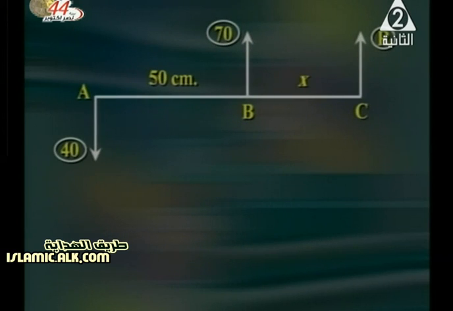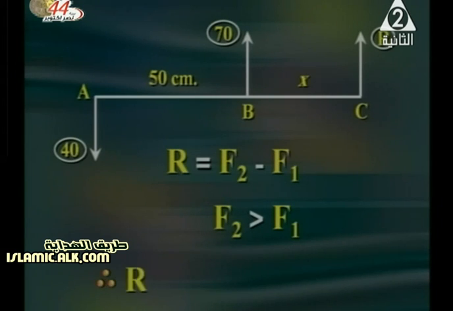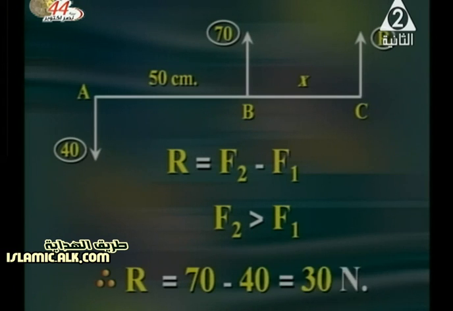Look at the second case, F1 and F2 in the opposite direction. F1 is 40, F2 is 70, and the distance between them equals 50 centimeter. R is the resultant of the two forces, acting in the direction of the greater force, 70. R acts at point C, BC equals x, then AC equals 50 plus x. What is the value of R? R equals F2 minus F1, 70 minus 40, then R equals 30 Newton.